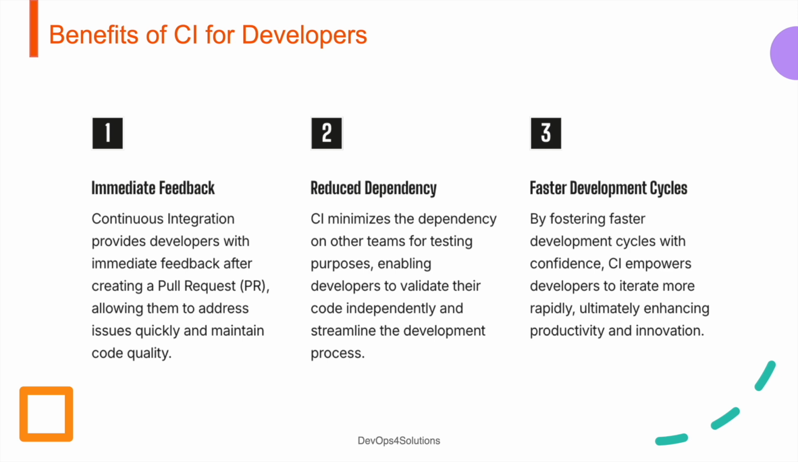Now, what are the benefits of CI for developers? First, it's immediate feedback. Whenever I'm ready with my code, I just have to create a branch and create a PR to test my code changes. Continuous integration provides developers with immediate feedback so that they can address issues quickly and maintain the code quality.